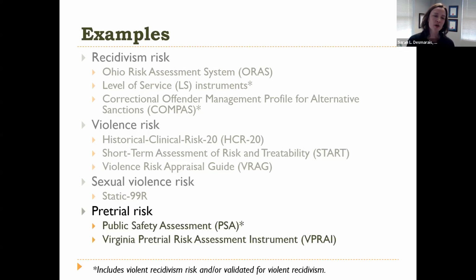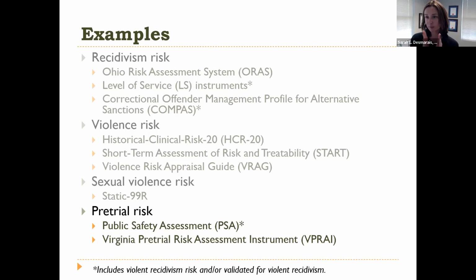And then lastly, I wanted to include some examples of pretrial risk instruments, because I think this is where there is the most dialogue currently in the media around risk assessment. If you're hearing or reading anything about risk assessment, it's probably about pretrial risk. So just to be clear, pretrial risk means these instruments are focused on identifying whether or not an individual is going to show up for their court date or engage in new criminal behavior before their trial.